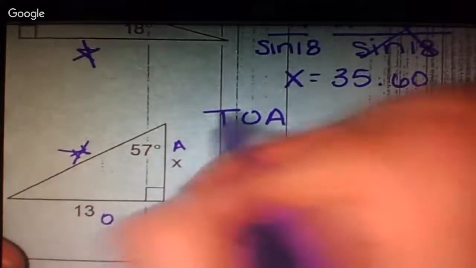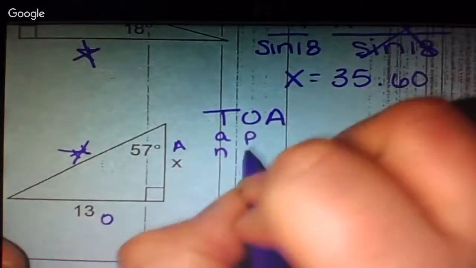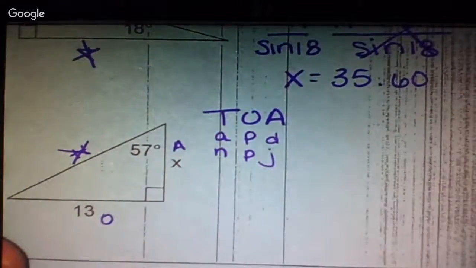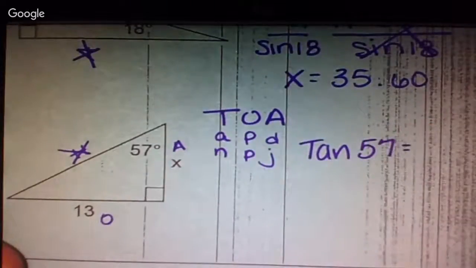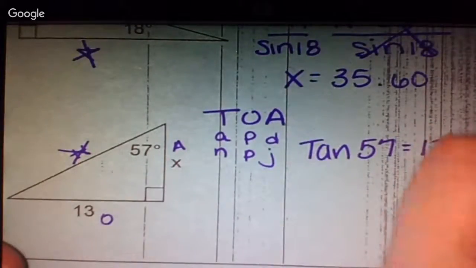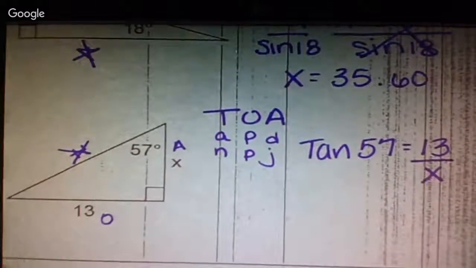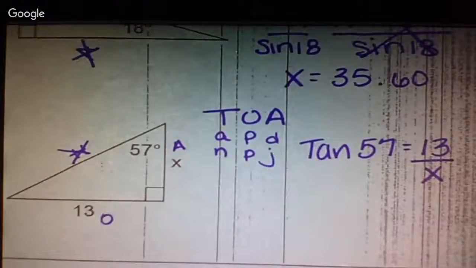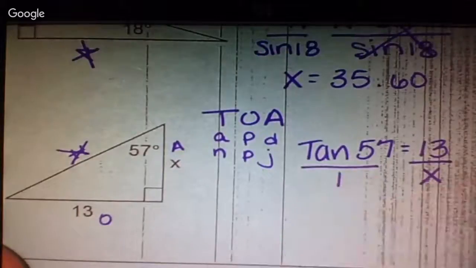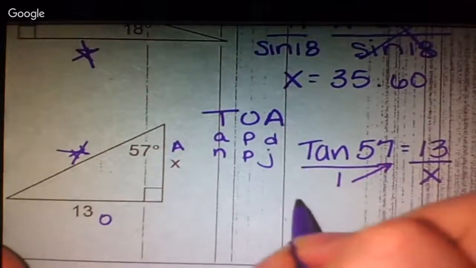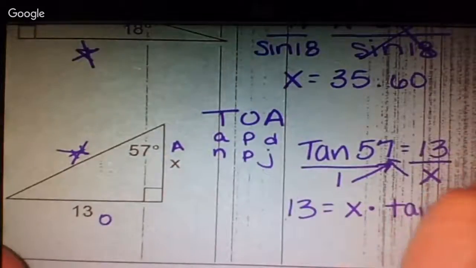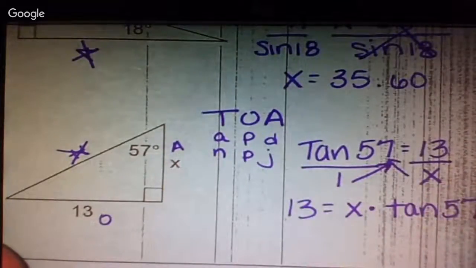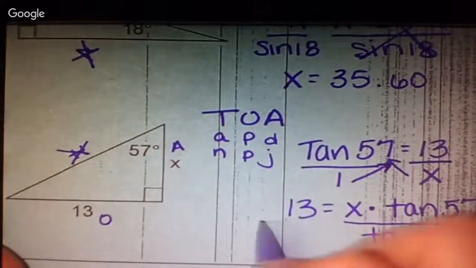TOA. So this time we're going to use tangent. O represents opposite. A is adjacent. So now I've got tangent of my angle equals O comes first, so 13 goes on top, and X goes on bottom. Again, over 1, cross multiply, so that's 1 times 13, which is 13, and X times the tangent of 57. And we're going to have to divide to get x by itself. So we divide by the tangent of 57.